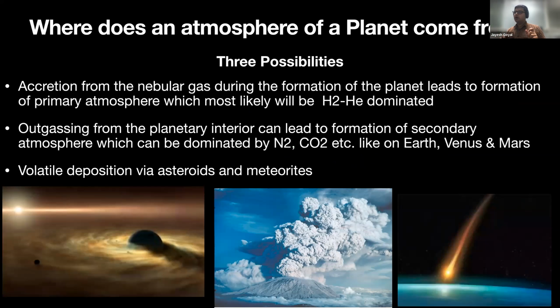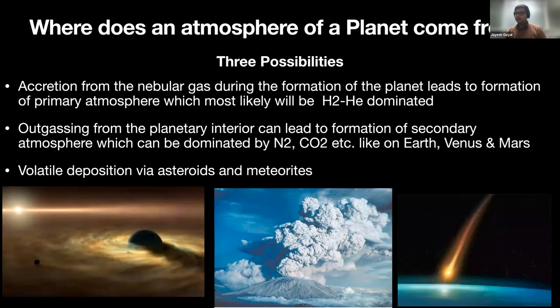So when we think of a planet's atmosphere, the fundamental question is: where does the atmosphere of a planet come from? There are three fundamental theories. First, you accrete it from the nebular gas during formation, which leads to the primordial atmosphere, which is hydrogen-helium dominated, because that is what our nebular gas has. The second possibility is outgassing from the planetary interior. That can lead to the formation of a secondary atmosphere, which can be dominated by gases other than hydrogen and helium. And the third possibility is volatile deposition via asteroids and meteoroids. These are the three basic mechanisms by which a planet can form its atmosphere.